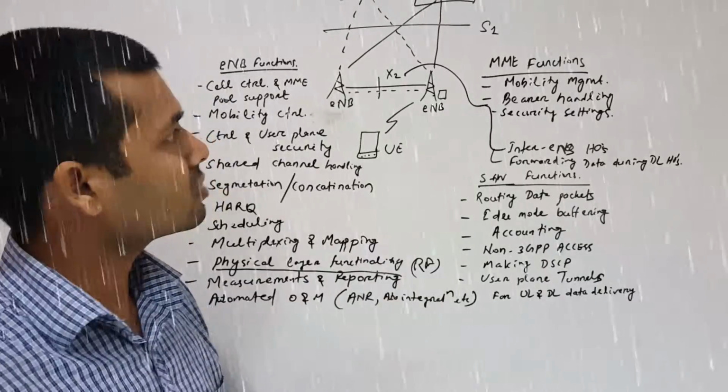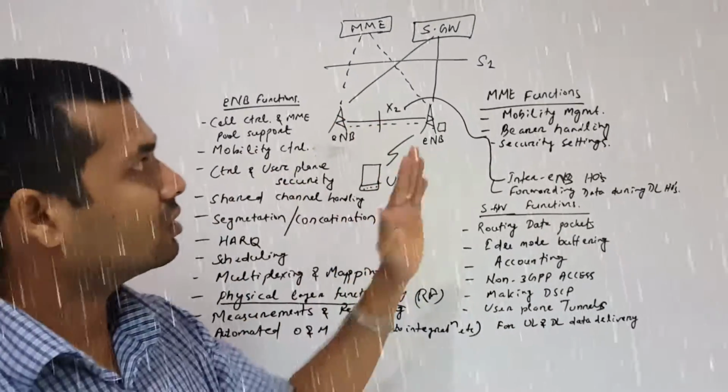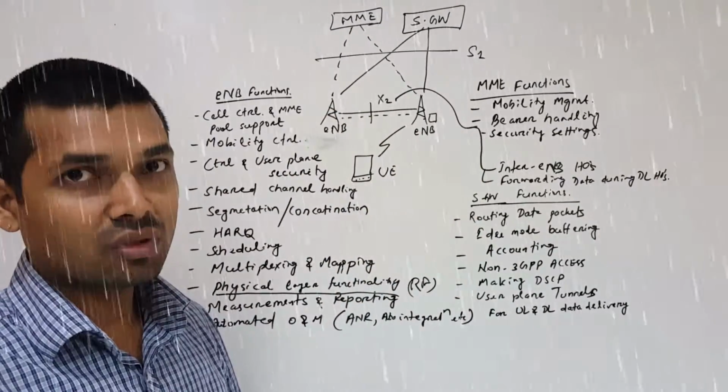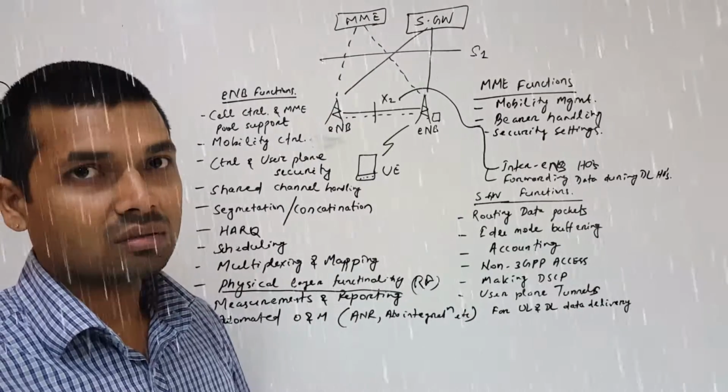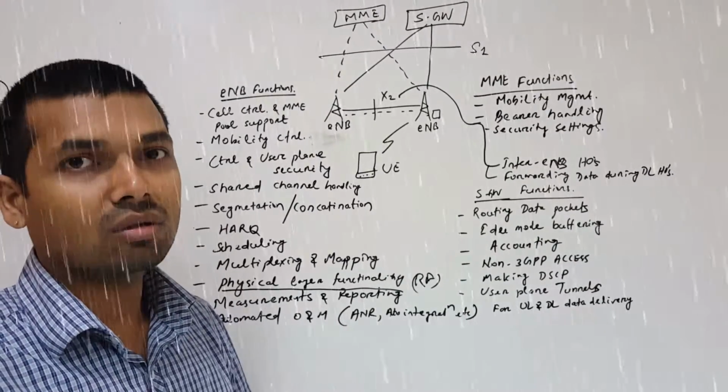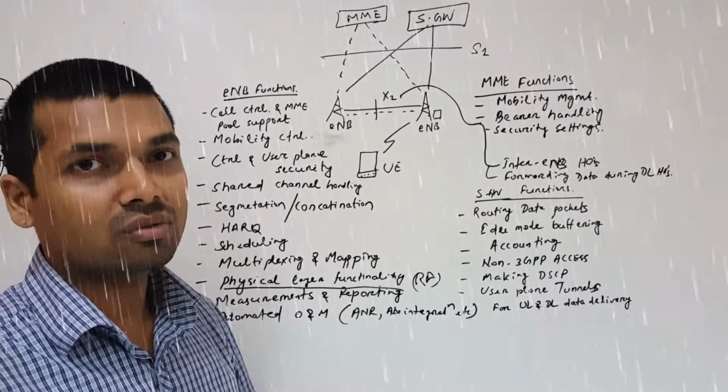So these are all the functions of the eNodeB, MME and the serving gateway. If you have any questions, put them in the remarks column and I'll be answering your queries.